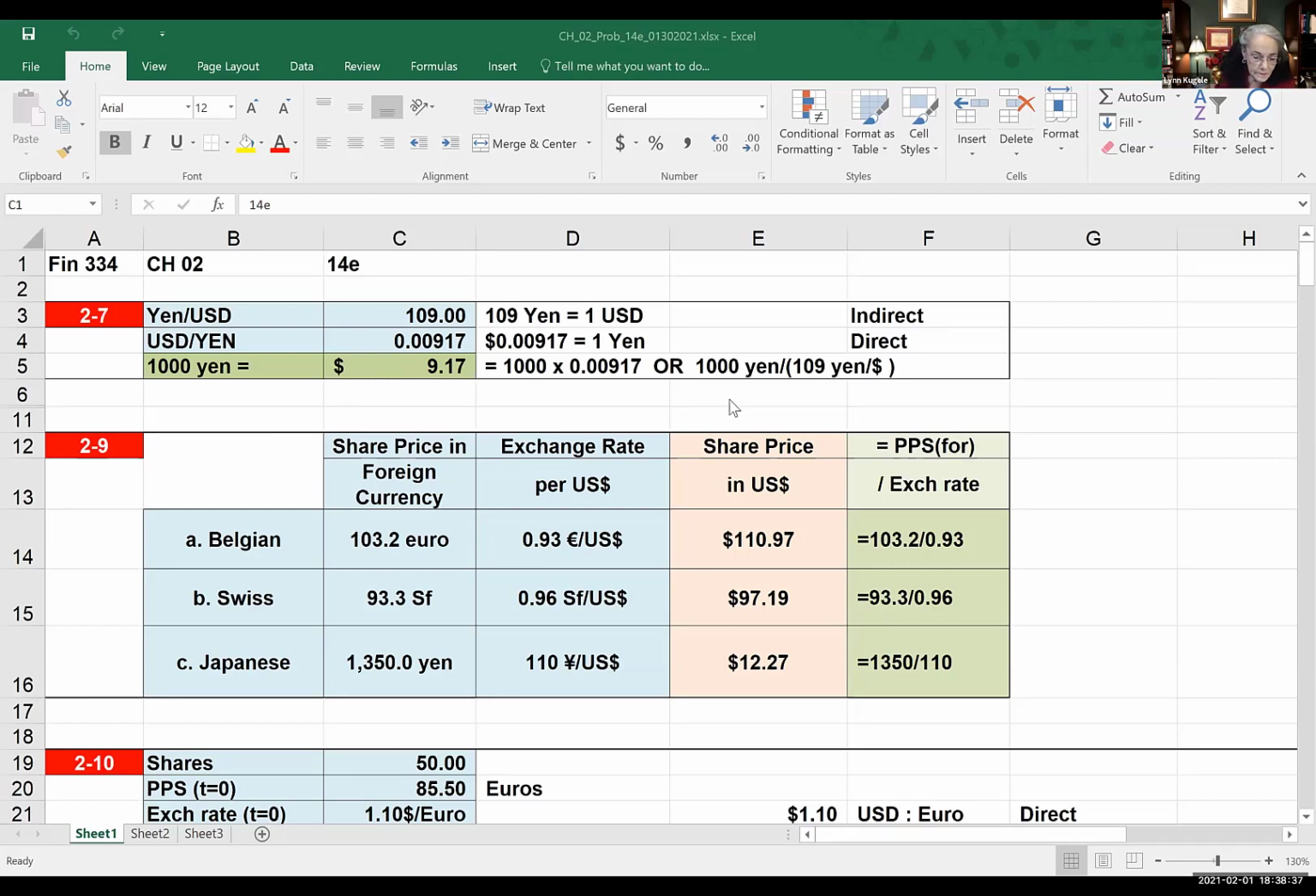Okay, number 7. The current exchange rate between the US dollar and the Japanese yen is 109 yen to the dollar.